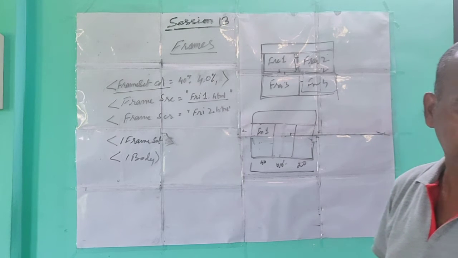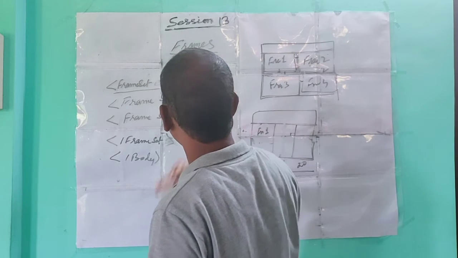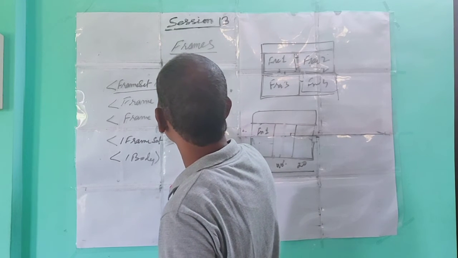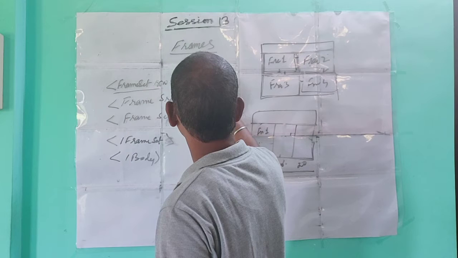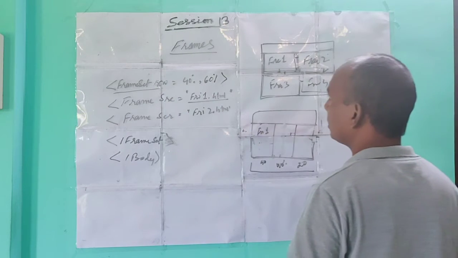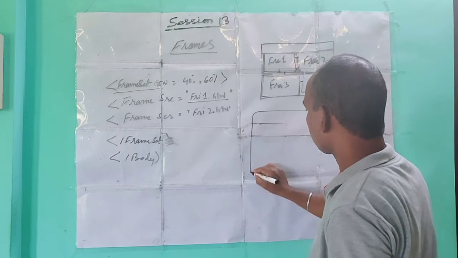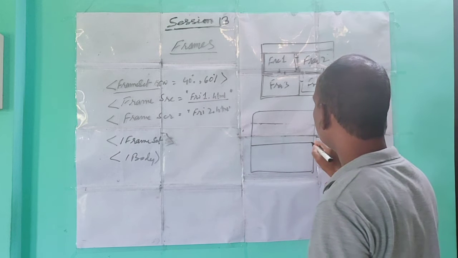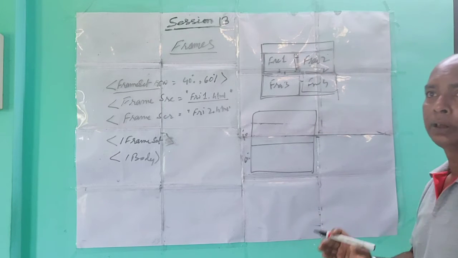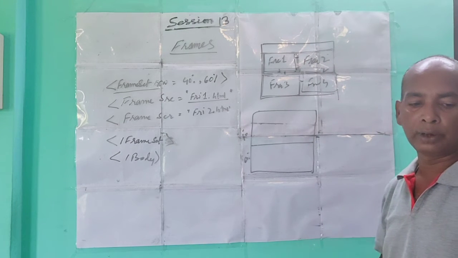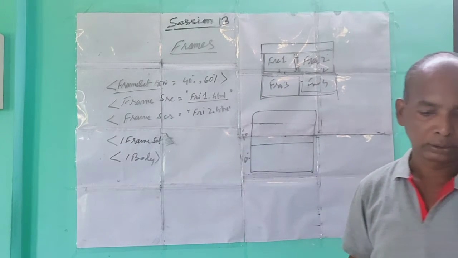Same process we will take for rows also. If you write here frameset rows in place of frameset cols and give here 40% and 60%, then it will appear like this: first row 40%, second row 60%. That means you can divide the screen row-wise, or you can divide the screen column-wise. The percentage should be 100 for both rows and columns.